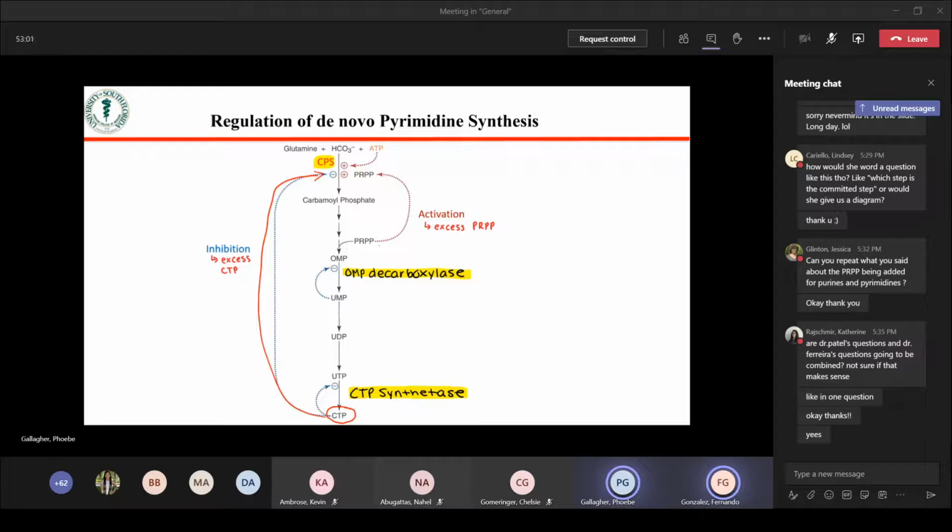Oh, I see what you're asking. Okay, so maybe she was talking about CPS being the first step and then ACTAs being the committed step. Maybe she was asking you to differentiate between the two. So ACTAs is the second step, so it wouldn't be this step. It would be the second step.